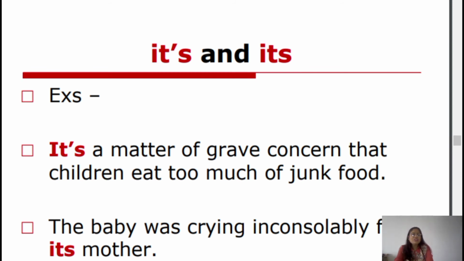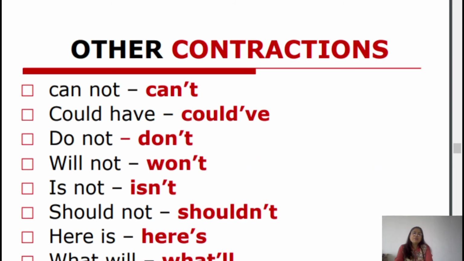Examples. It's a matter of grave concern that children eat too much of junk food. Here, it's refers to it is. The baby was crying inconsolably for its mother. Here, its is the possessive case form of the pronoun it. Some other examples of contractions are cannot changes to can't, could have into could've, do not into don't, will not into won't, is not, isn't, should not, shouldn't, here is, here's, what will, what'll.